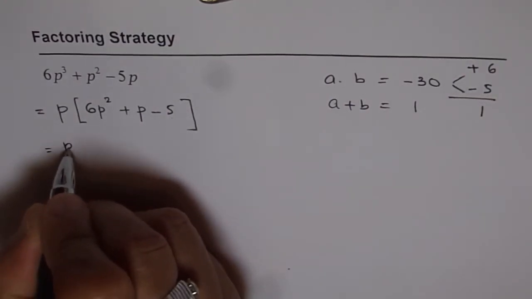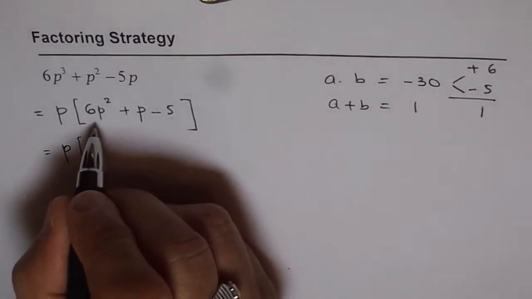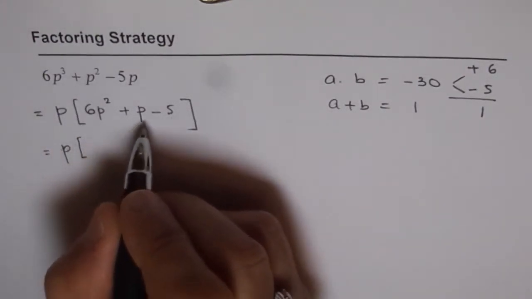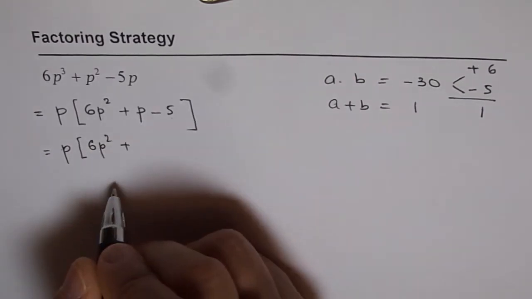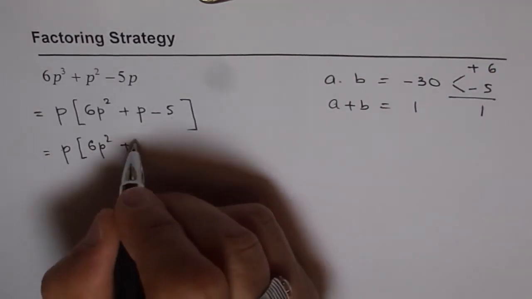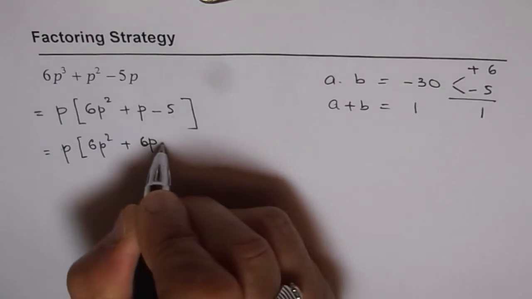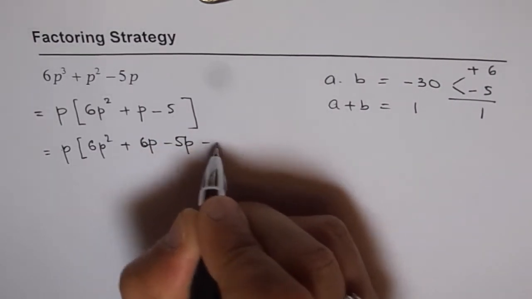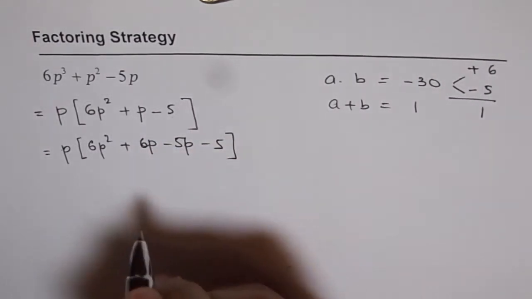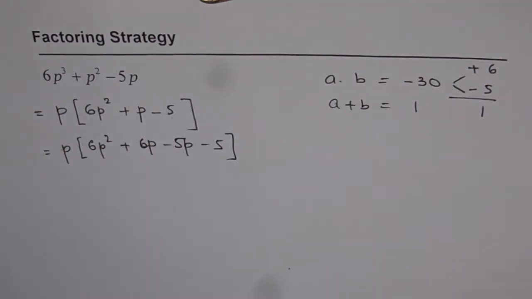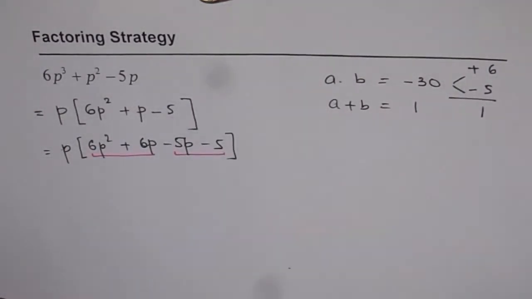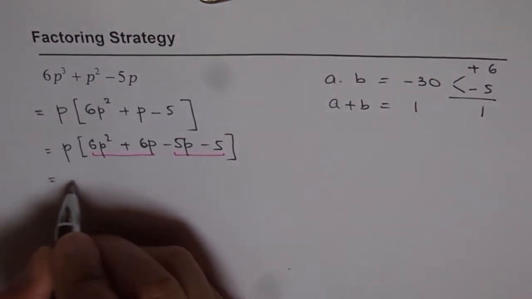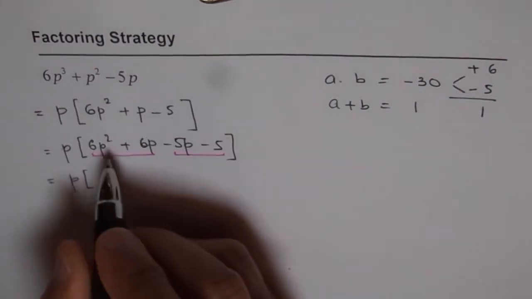So at this stage, we can write our trinomial in this way. 6p squared plus, what should p be written as? A combination of 6 and minus 5. So we have 6p minus 5p minus 5 as the fourth term. Now we have four terms. We can combine the first two and the next two. So group them and then again factor.